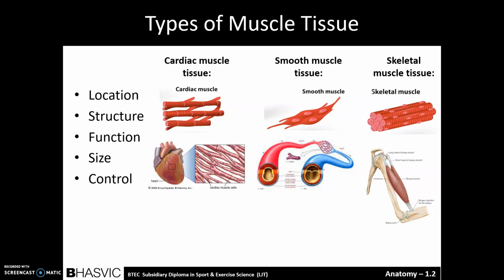Similarly, smooth muscle is also involuntary and is involved in processes like digestion, which is an involuntary process. We can't control that, and so smooth muscle tissue needs to be involuntary, as that process needs to happen naturally.